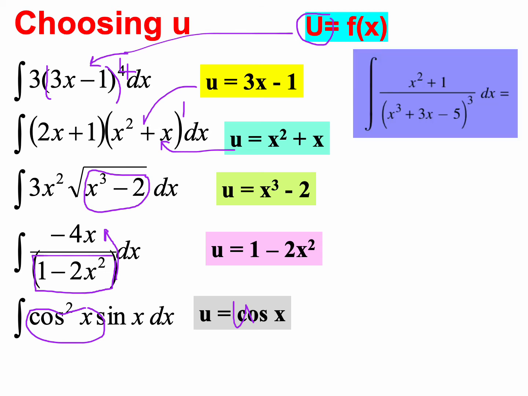Now, the last example here, as we can see, there is a function in the denominator raised to power 3, but in the numerator we don't have the derivative. So sometimes some people say this is not integration by substitution. In fact, it is integration by substitution. First, because this function is raised to a power. Second, because the derivative here is 3x squared plus 3 that we don't have in the numerator.